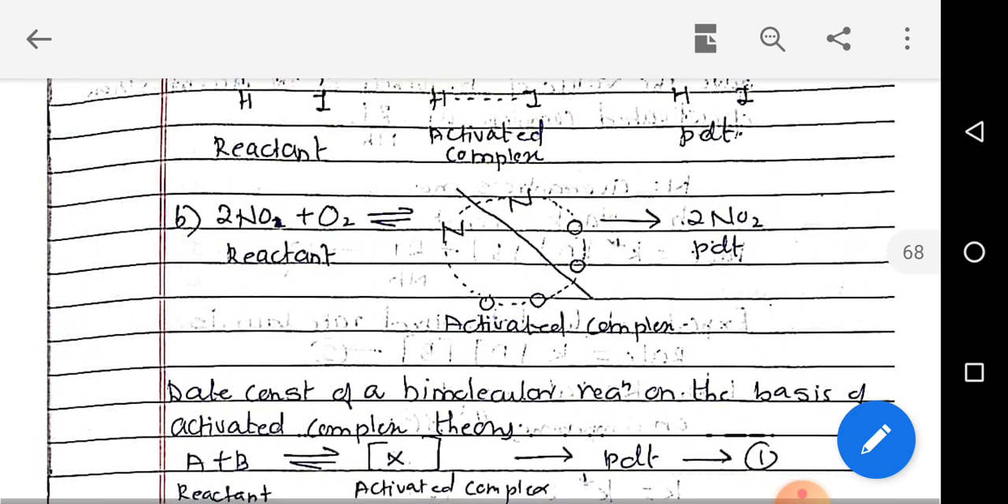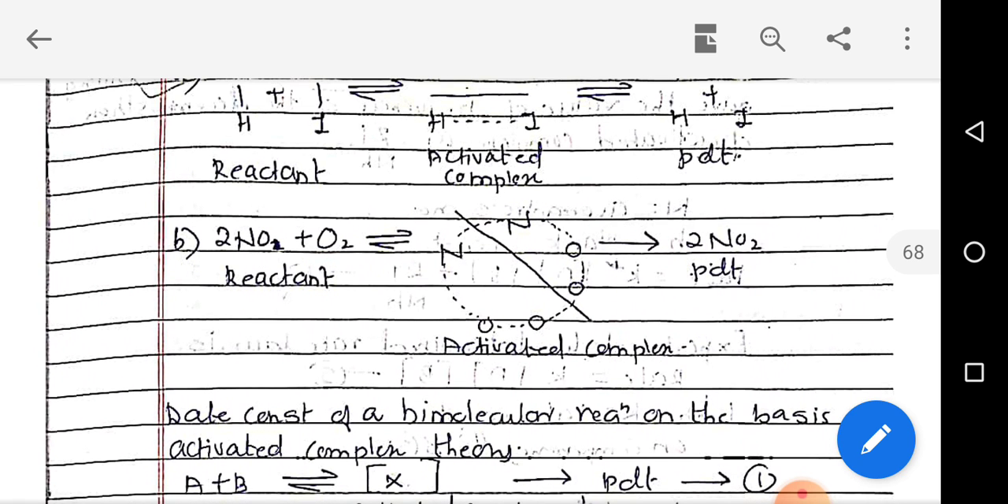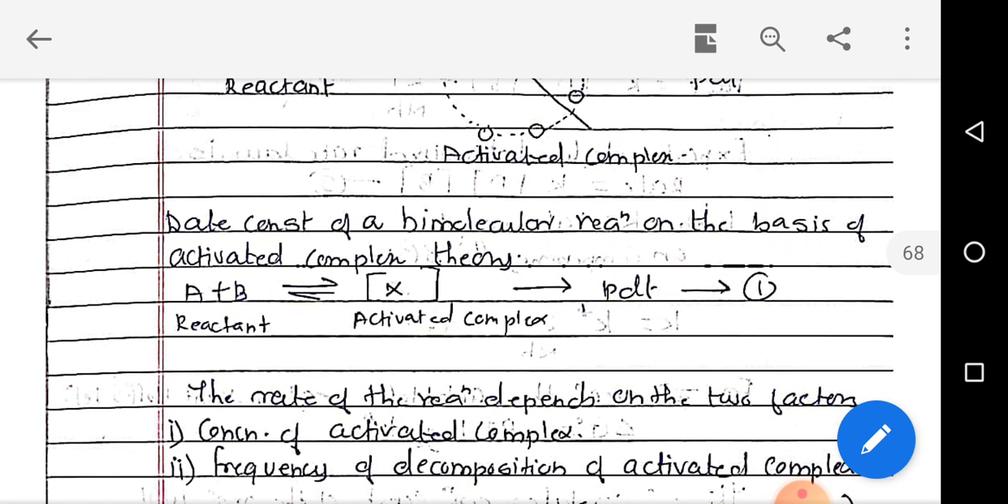Another example is 2NO plus O2. This is also a bimolecular reaction. Then 2 molecules of NO and 1 molecule of O2 form the activated complex, and we get 2NO2 as the product. So this is all about these reactions.